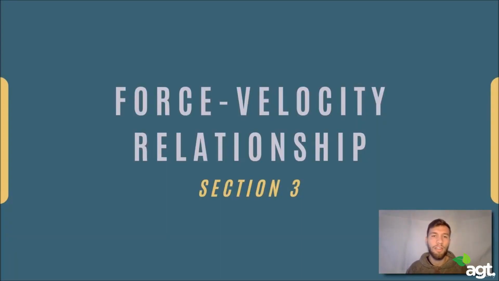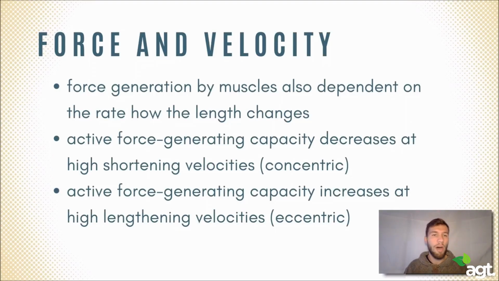The force is not just dependent on the length of the muscle, but also on the velocity at which our muscle is contracting. So the amount of force that our muscles can generate depends on the rate at which the length of the muscle changes, which is the velocity. Our capacity of actively generating forces decreases at high shortening velocity, so in all concentric movements, because the actin and the myosin filaments slide past one another faster than the myosin head can actually detach during the power stroke.